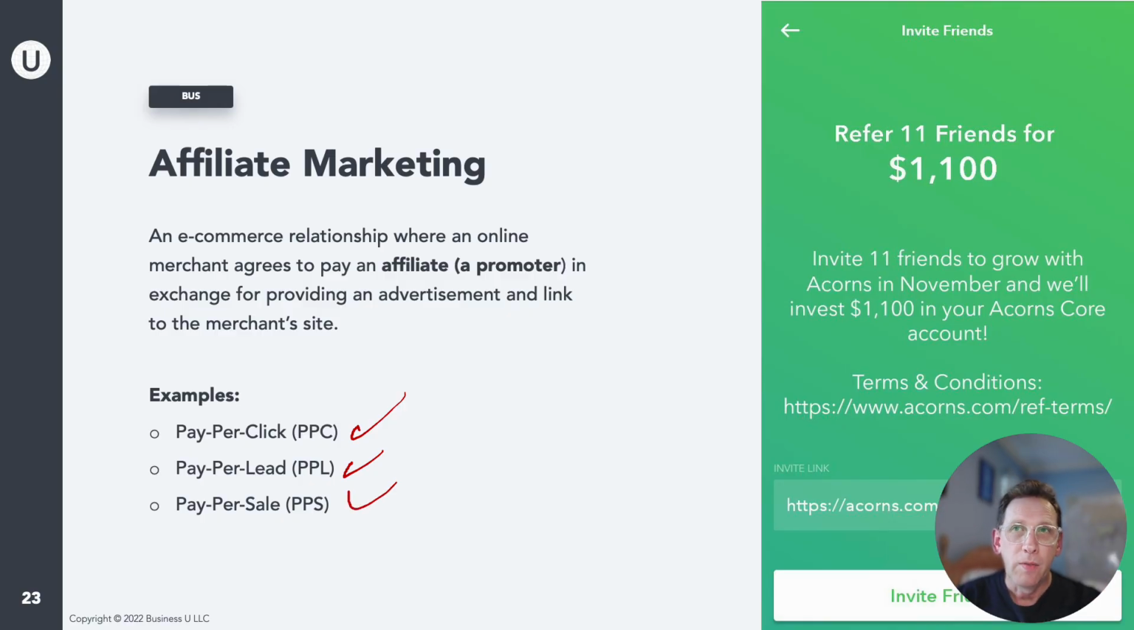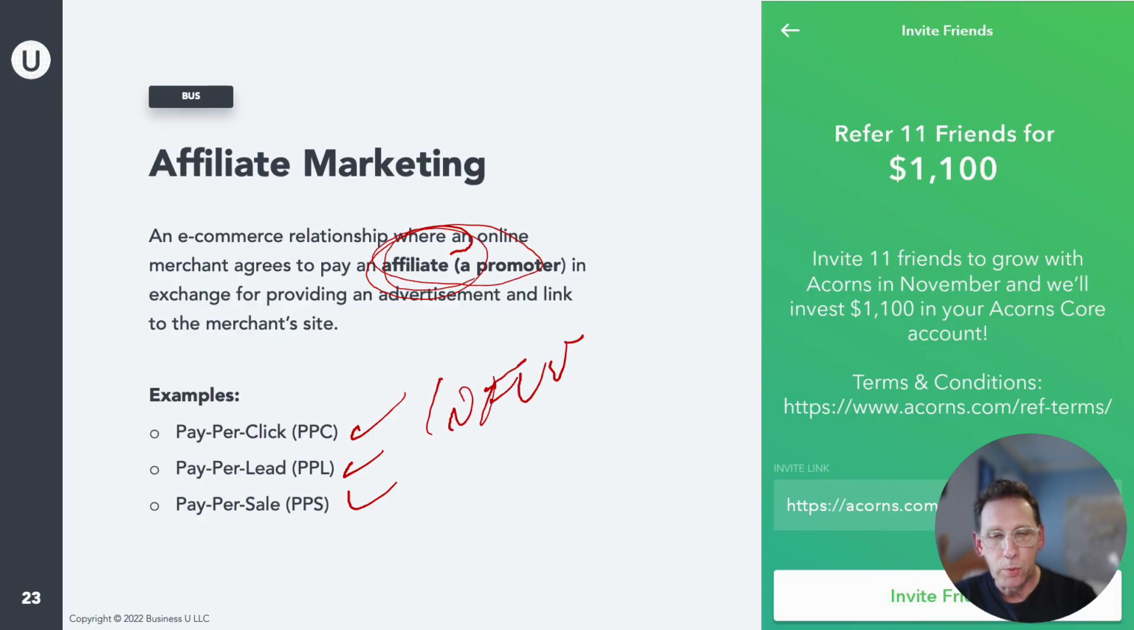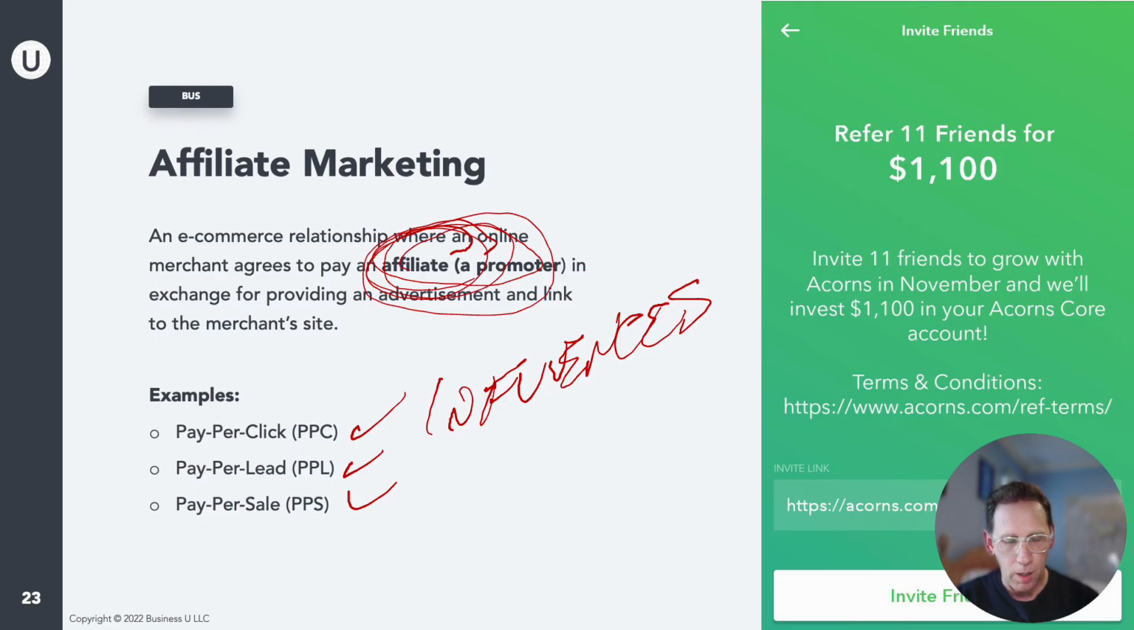Now, take note that sometimes these affiliates or promoters are your influencers. Think TikTok, think Facebook, think Instagram. Those influencers become affiliates for a company and then promote their products online.